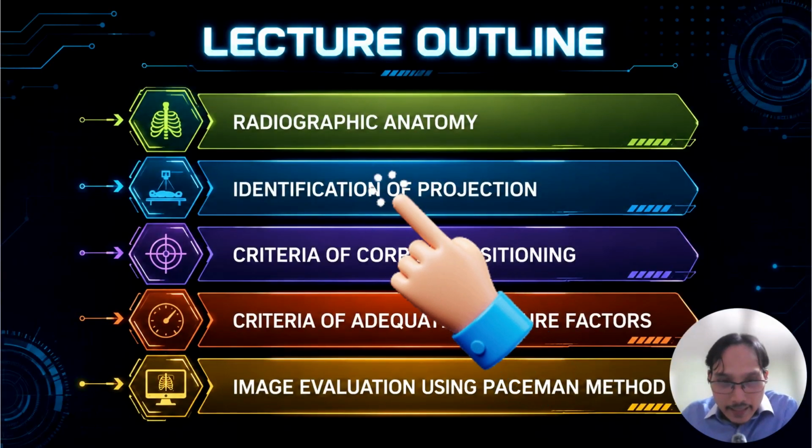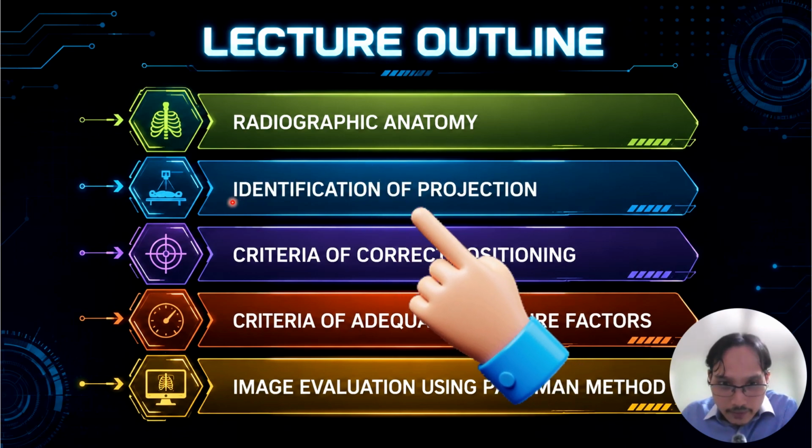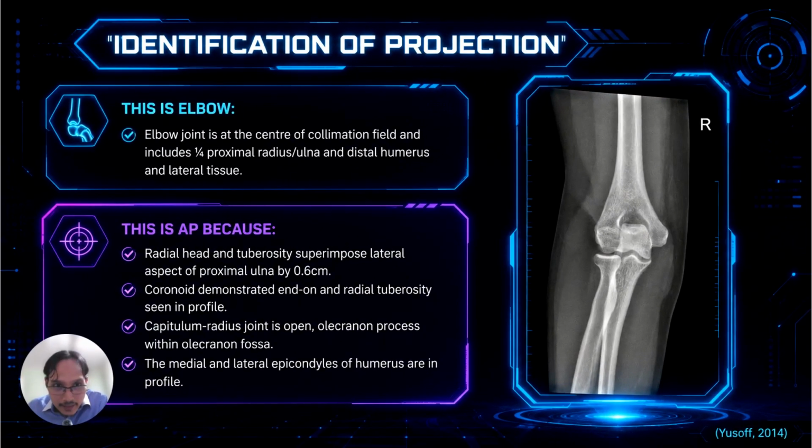Next is identification of projection. This is the projection of elbow. Elbow joint is at the center of collimation field and includes 1/4 proximal radius ulna and distal humerus and lateral tissue. This is AP because radial head and tuberosity superimpose lateral aspect of proximal ulna by 0.6 cm.